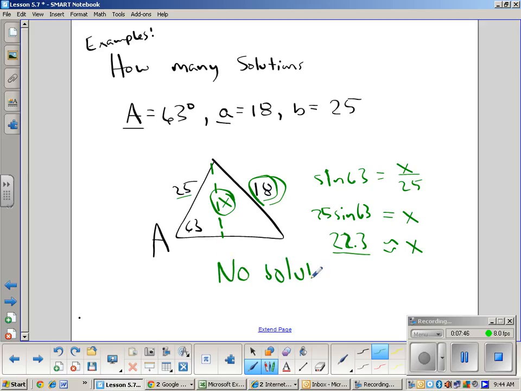There are no triangles that will work in that setup. This green dotted line is actually 22.3, and that's longer than this side, so it shouldn't be drawn the way it is. So we're going to use B sine A to find this unknown to help us determine if it makes a triangle, two triangles, or no triangle.